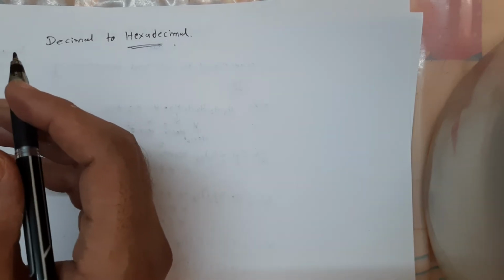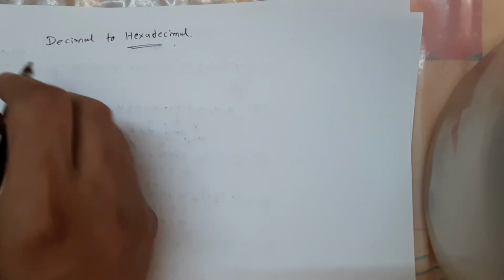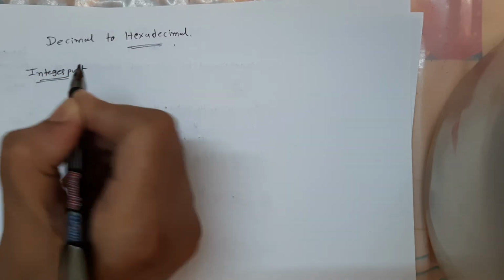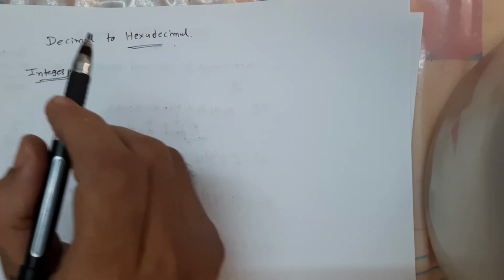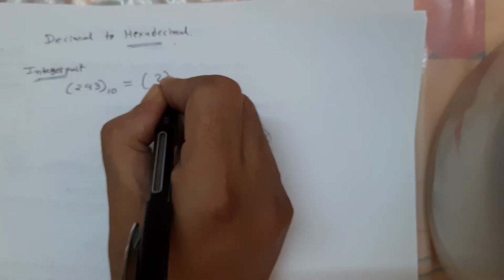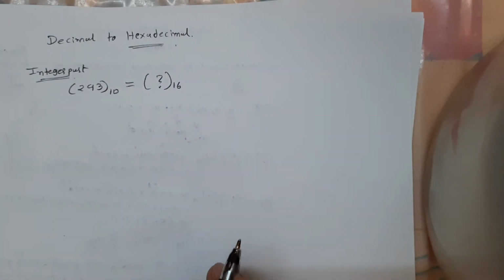So first of all we take the integer part, and I will give you examples of how to convert the integer part from decimal to hexadecimal. If we want to convert 293 decimal, what is the value of the question mark in hexadecimal, right?